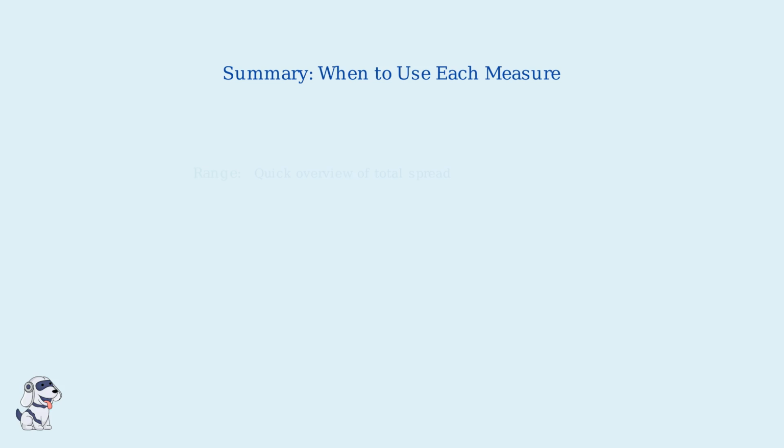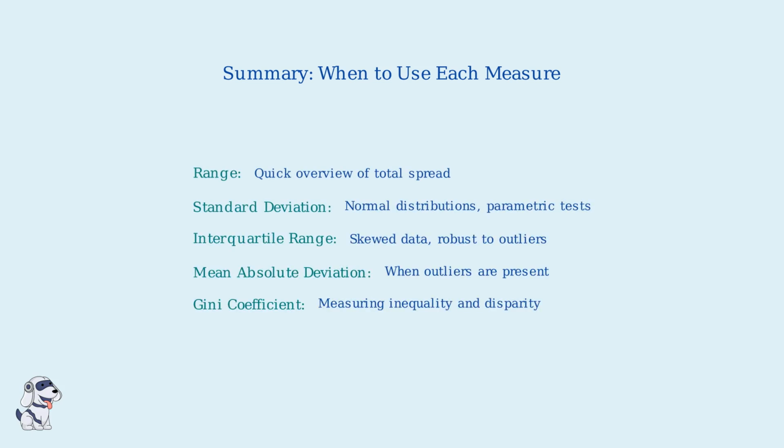Each dispersion measure serves different purposes. Range gives a quick overview. Standard deviation works well for normal data. Quartiles are robust for skewed data. MAD handles outliers well, and the Gini coefficient specifically measures inequality. Choosing the right measure depends on your data characteristics and research questions.